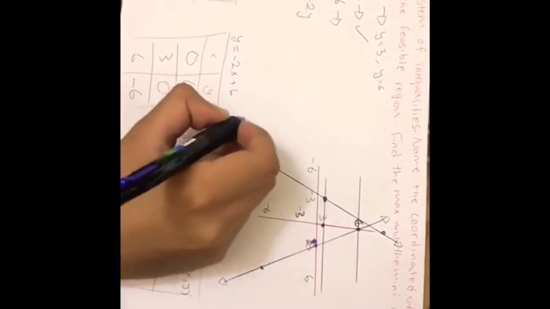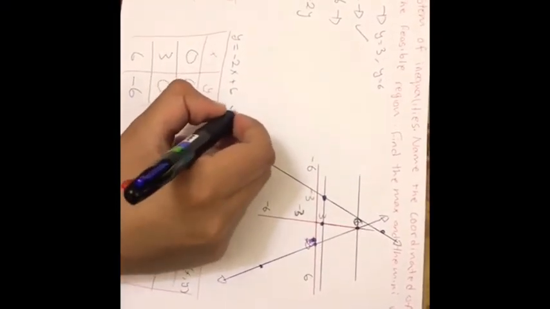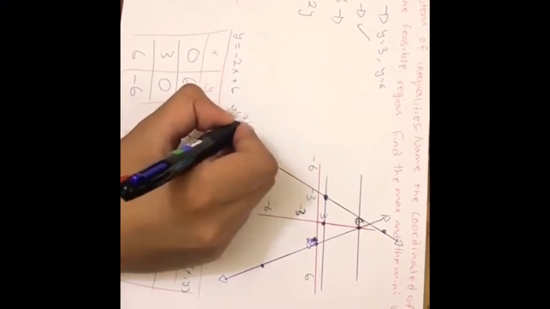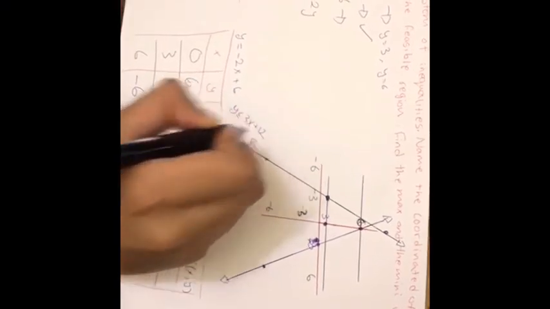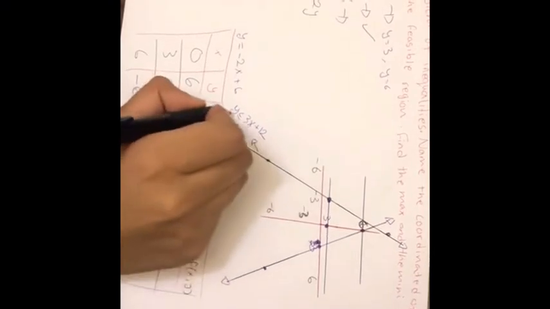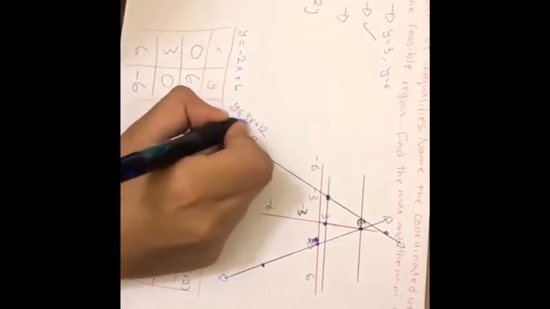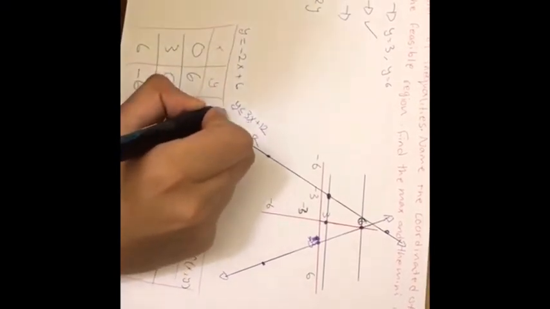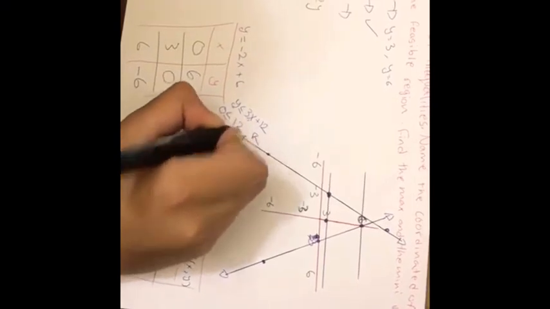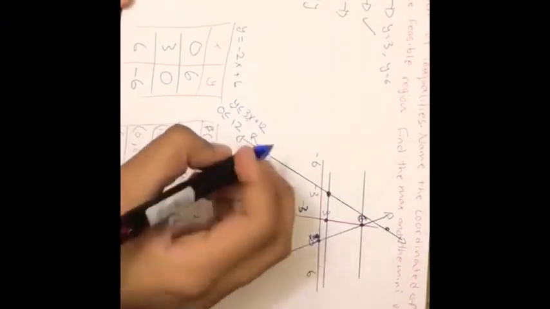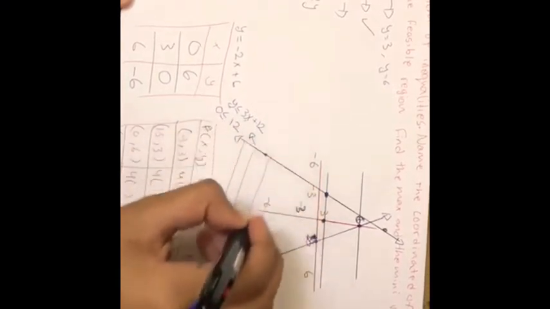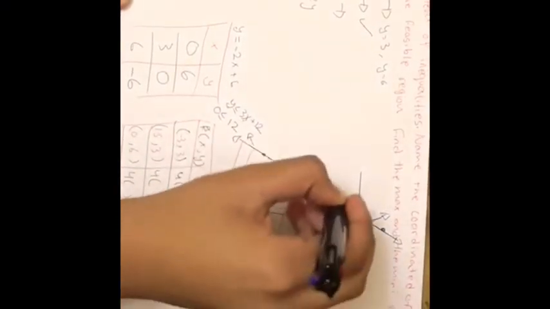Now this line is actually y less than or equal to 3x plus 12. So we substitute the variables with 0. So it will be 0 is less than or equal to 12. Is 0 less than or equal to 12? Yes, it is. So we color the area containing 0, like this. The whole line.